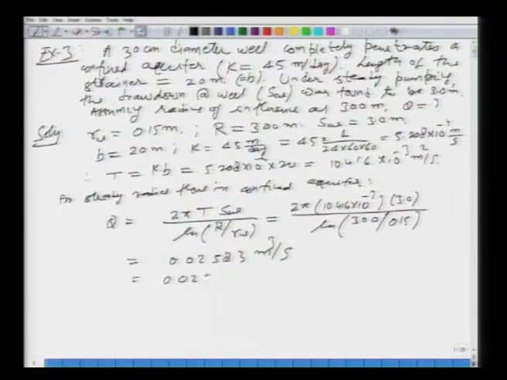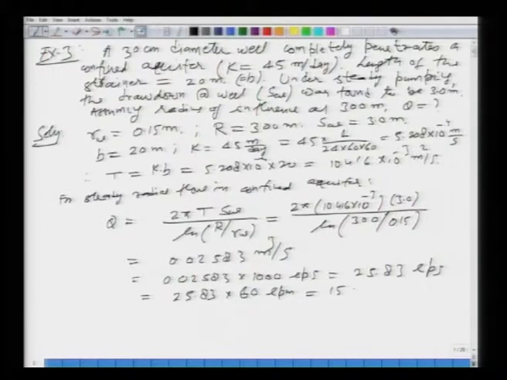We can convert this discharge into other suitable units. You multiply by 1000, what is that? That is liters per second, because there are 1000 liters in a meter cube. So, what is that? 25.83 liters per second, okay. If you want, you can convert it into some other units, 25.83 times 60, okay. That will be what? Liters per minute, right. So, that is approximately 1550 LPM, okay.